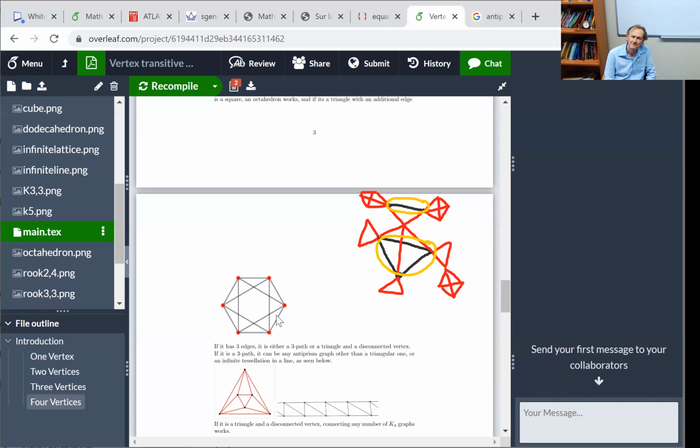See what I'm saying? Yeah. This will get rid of some of the cases that we need to do. Yeah, so it does deal with a lot of the cases for 5 vertices.